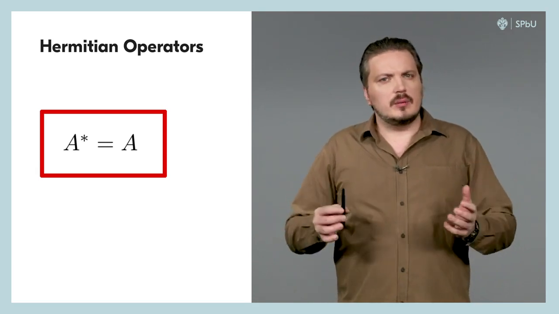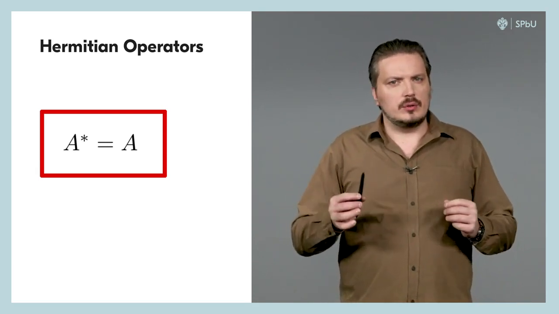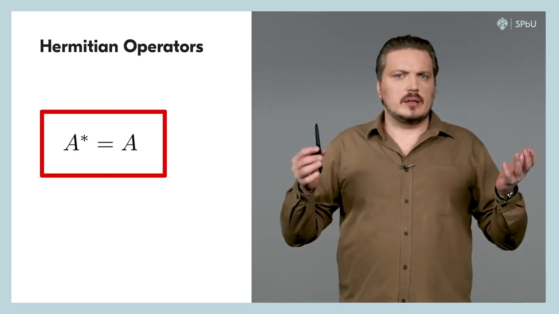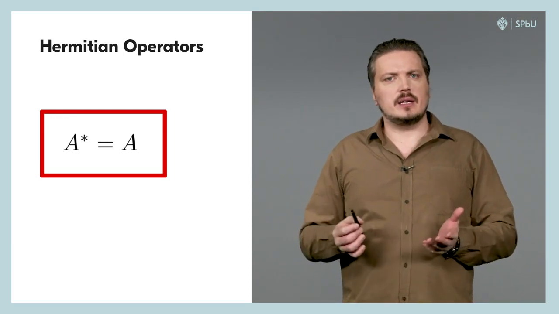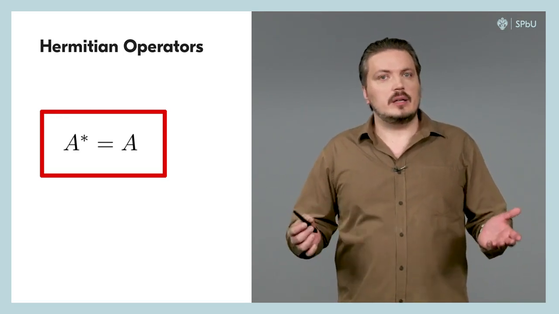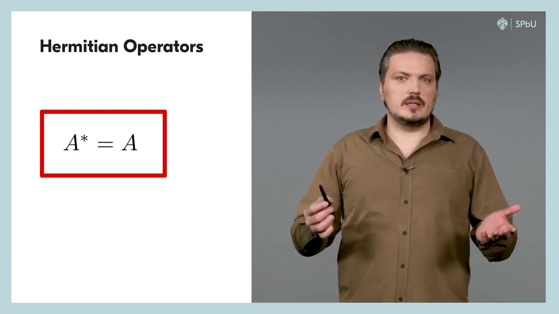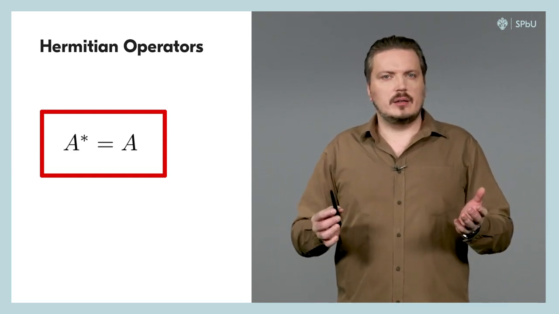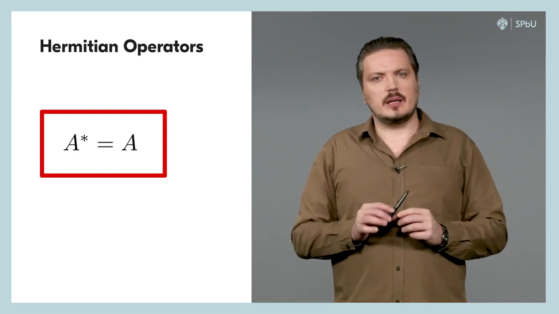We already talked about observables, and I told you that an observable is defined by an orthonormal basis in the state space. Now I tell you that an observable is a Hermitian operator. How's that? Let's see in the next episode.